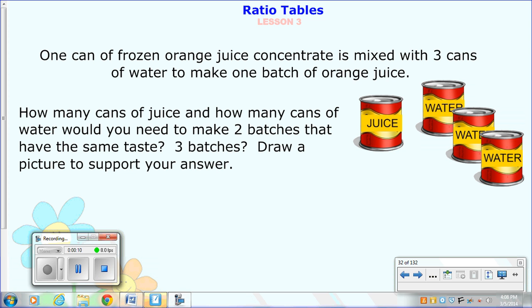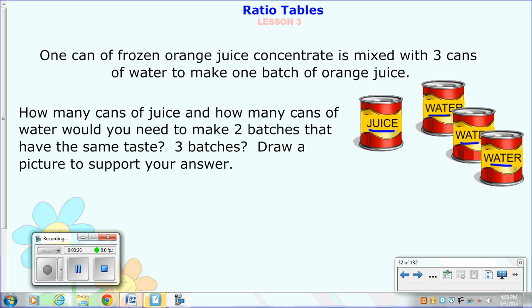To start off our lesson today, we're going to look at this problem. It says 1 can of frozen orange juice concentrate is mixed with 3 cans of water to make 1 batch of orange juice. And I have that shown here. Here's my 1 can of juice, and then here's 3 cans of water. That's how we make OJ.